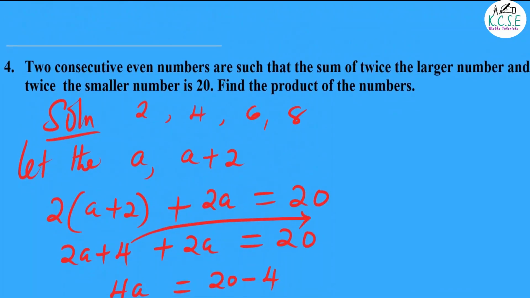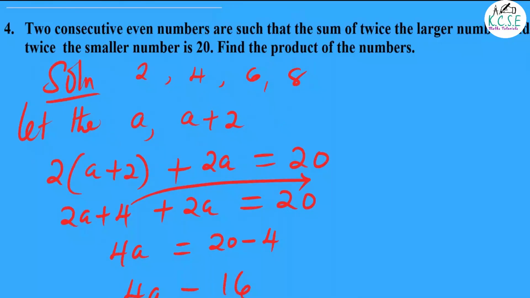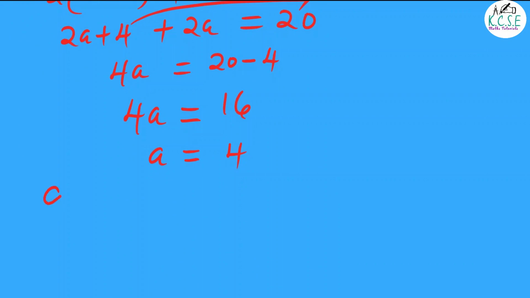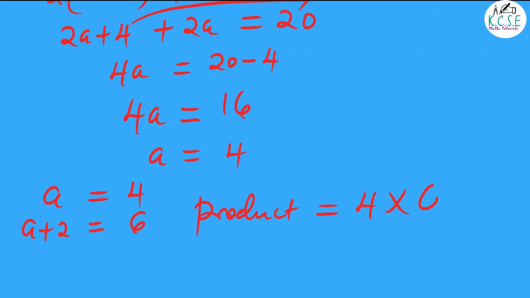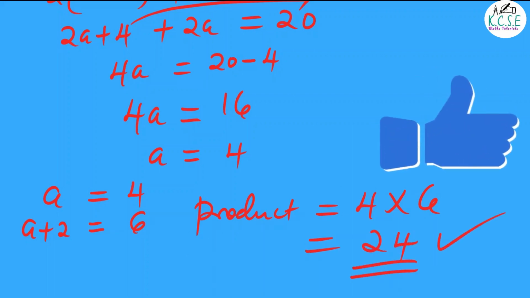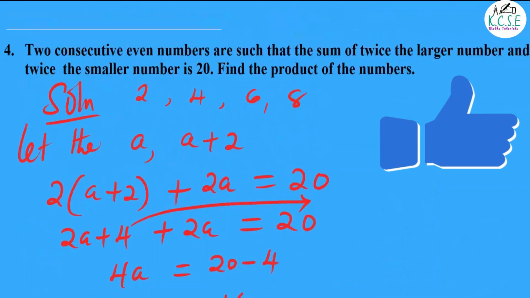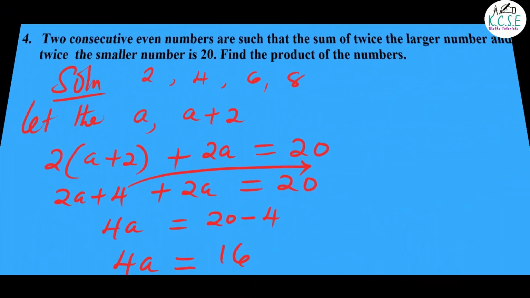The question requires us to get the product of the numbers. We had let the first number be a, so the first one is therefore 4. The other consecutive one will be a plus 2, which is 6. Therefore, the product of the two numbers will be 4 multiplied by 6, which gives 24 as the solution. So that is how we're supposed to work out that question.